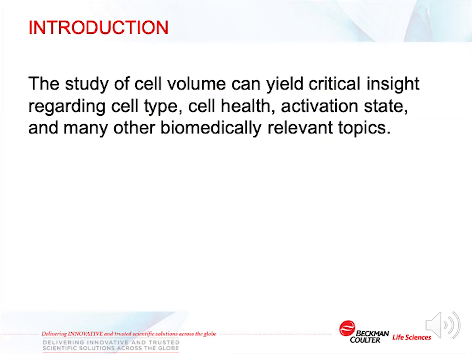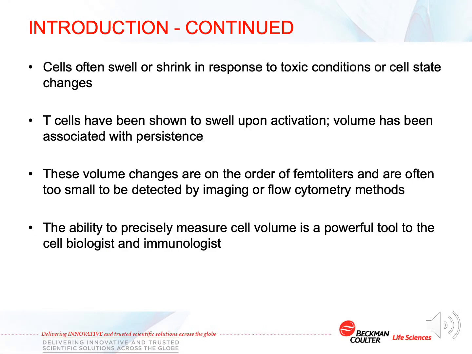Cell volume is a critical parameter that can be used to understand cell health and cell state. Cell volume is a universal indicator of cell state that can provide insight into whether the health or state of cells is expected or out of range of what should be expected and should be further investigated. Cells often swell or shrink in response to toxic conditions or cell state changes.